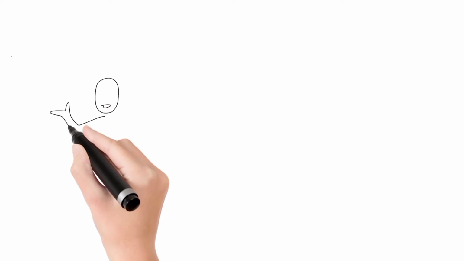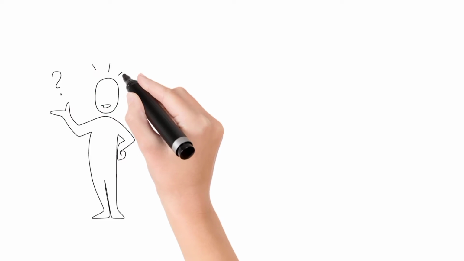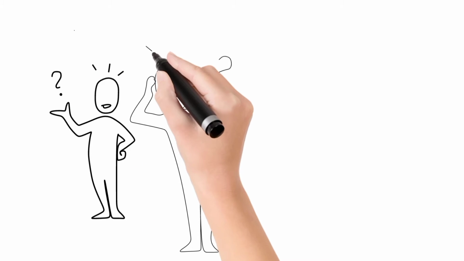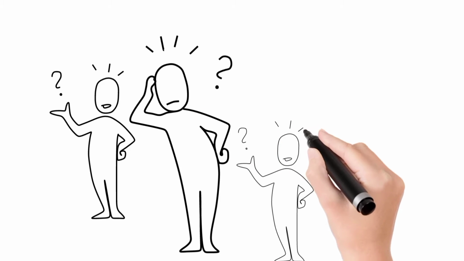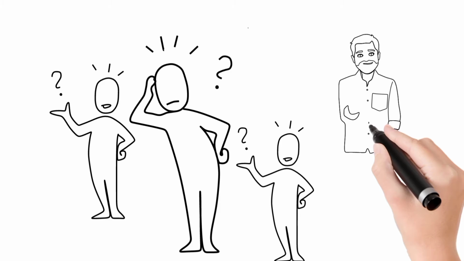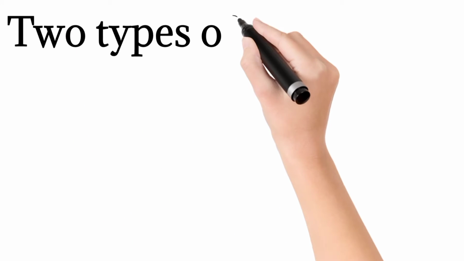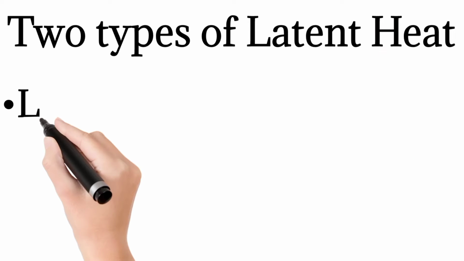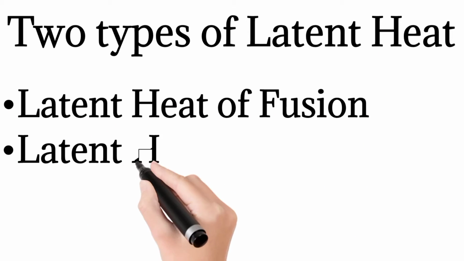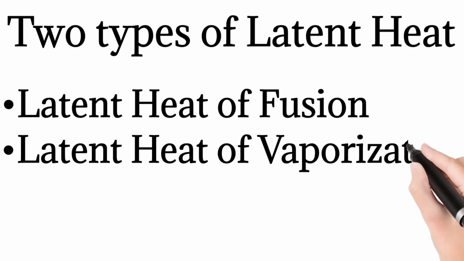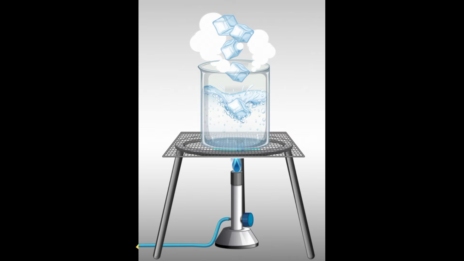Why latent heat does not cause a rise in temperature of the substance we will understand here. And just to understand this we will perform an activity. Before we proceed, we must understand one thing. Latent heat is of two types. Number one, latent heat of fusion, and number two, latent heat of vaporization. First of all, we will understand latent heat of fusion.